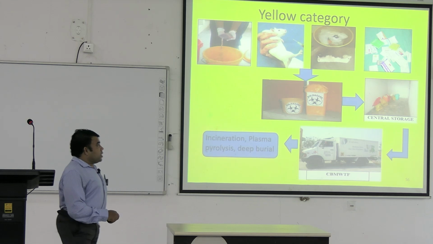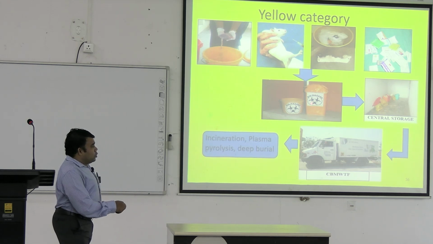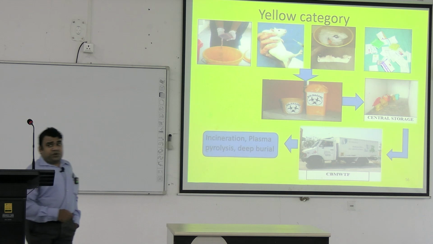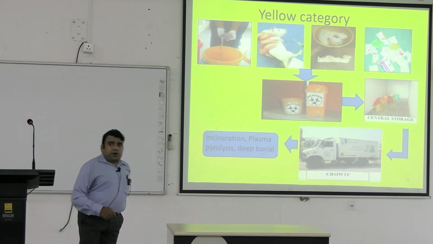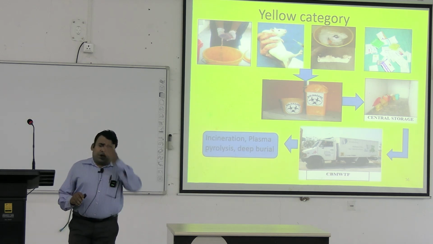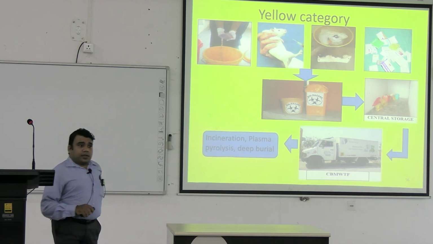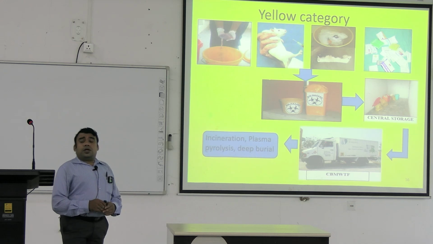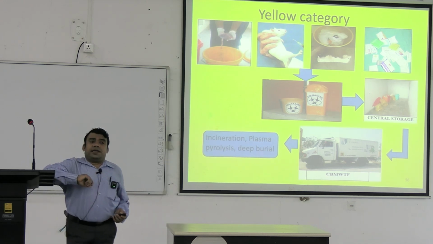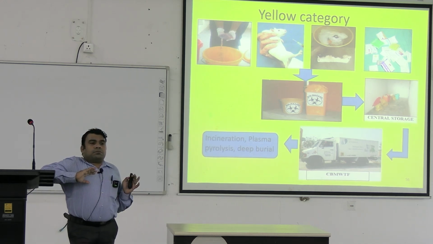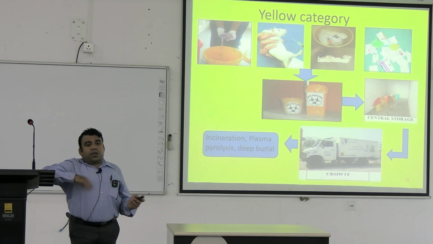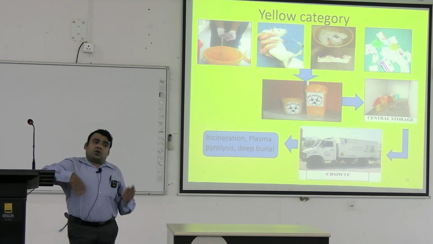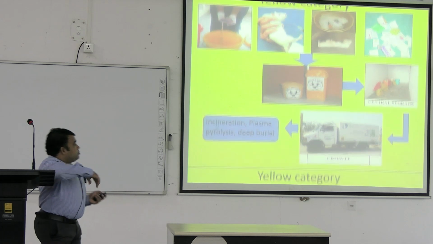They should be collected in the yellow bin, stored, and sent to the treatment facility where it will be either incinerated or undergo plasma pyrolysis or deep burial. The best way of disposal is incineration. So when you are incinerating, please remember any chlorine-containing material, be it a plastic container or anything like hypochlorite solution, please do not put it in the yellow because it will ultimately be incinerated, and if it is burnt, fluorine gas will be liberated.